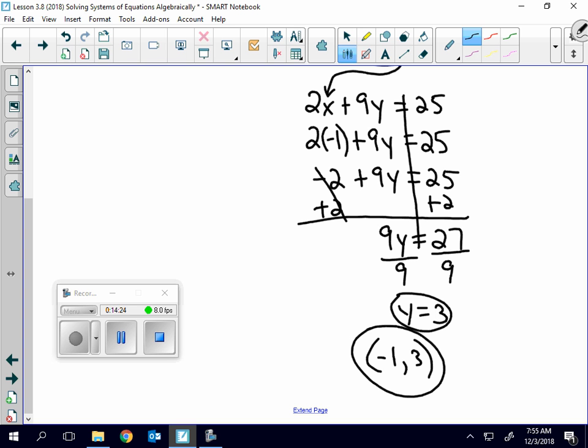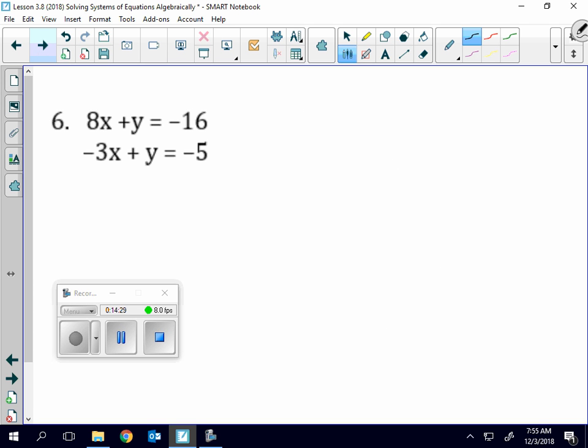Okay, let's do one more like that. Number 6. As you can see, if I were to add these up, nothing would cancel out, right? We're not writing this right now, you're just looking. So the y's are not going to cancel each other out. 1y plus another 1y is 2y. That doesn't cancel them out. 8 minus 3 is 5x here. And this would be an 11. So that doesn't cancel anything out.